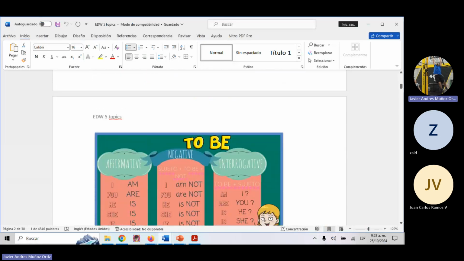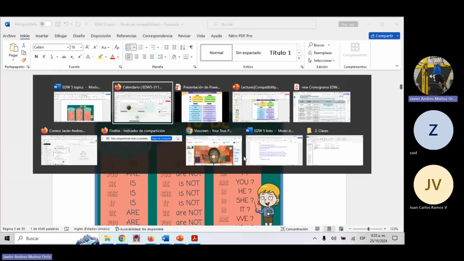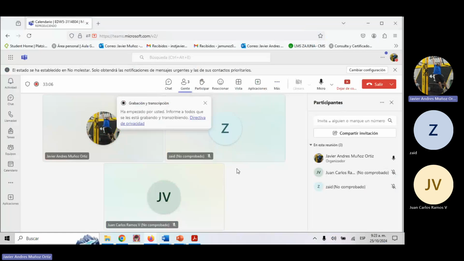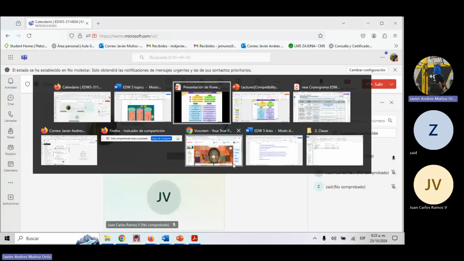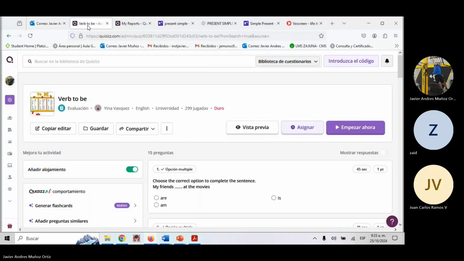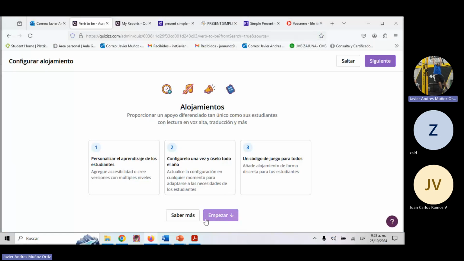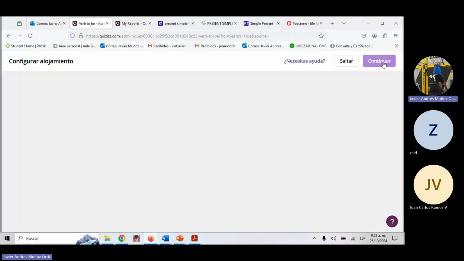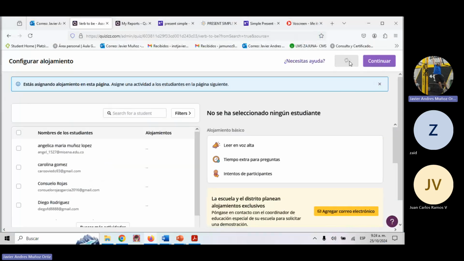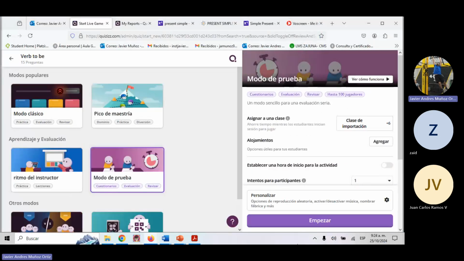Okay, so this is verb to be. This is how verb to be works. This is pretty easy, pretty similar to Spanish. And just to improve our knowledge of this topic, we're going to play a game. We're going to play a game about verb to be.